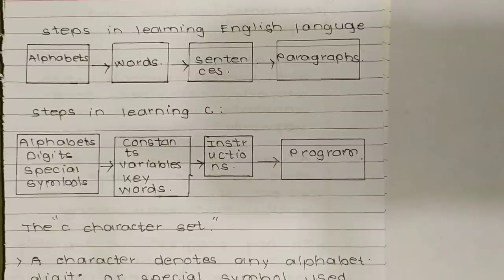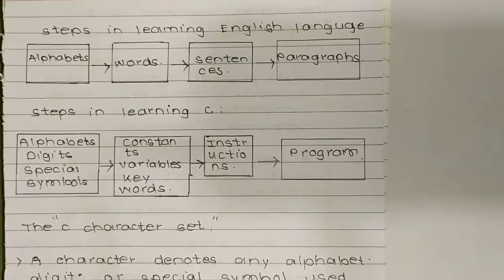So alphabets are similar. C language also contains digits, special symbols, etc. Now instead of words they have constants, variables, keywords. That means int, char, etc. These are constants, variables, and keywords. So we have a set of keywords or table of keywords also.